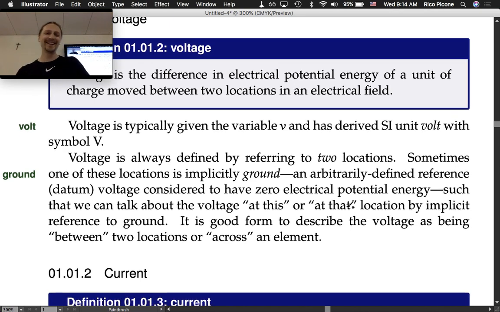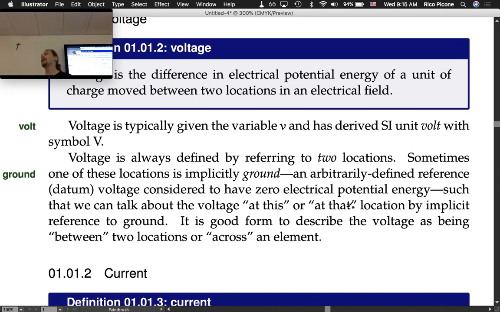This is good. All right, so voltage is always defined by referring to two locations. Okay, this is important. Sometimes we'll talk about the voltage at a certain point, but we really need to always remember that it is in fact always in reference to two locations. Sometimes one of these locations is implicitly ground. Okay, ground is an arbitrarily defined reference or datum voltage considered to have zero electrical potential energy.